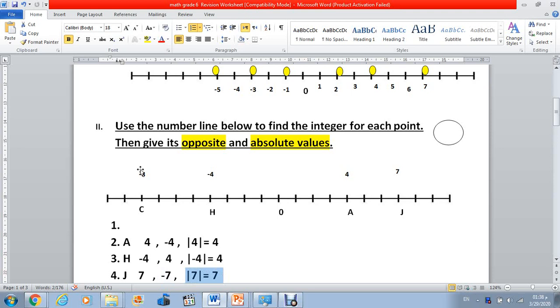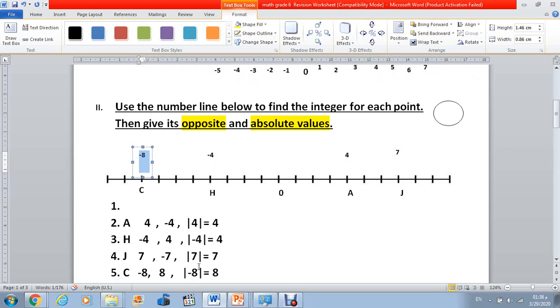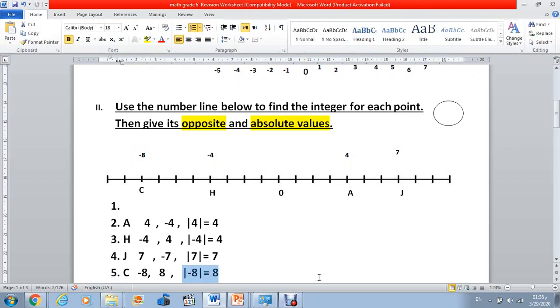The last one is C, negative 8. What's the opposite of negative 8? It has an opposite sign, so it will be positive 8. And the absolute value of negative 8: whatever comes inside the absolute value bars will go out as positive. So the answer will be positive 8 for the absolute value.